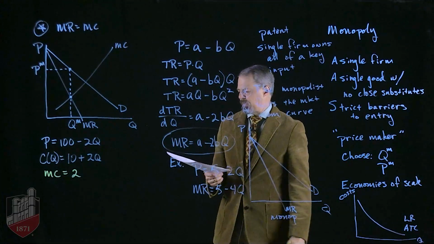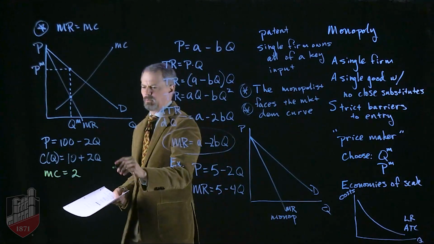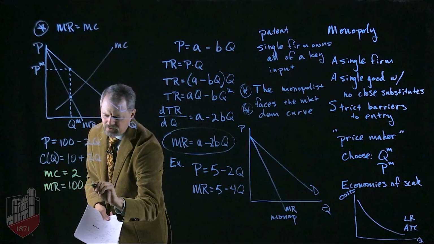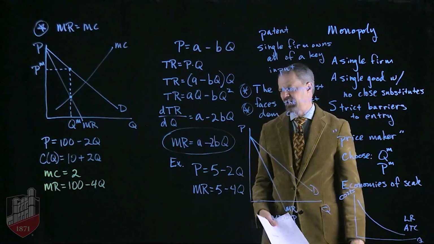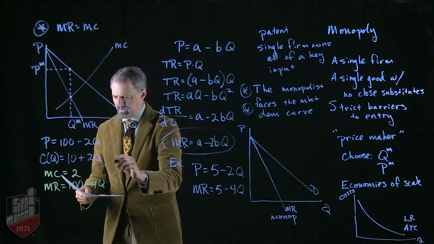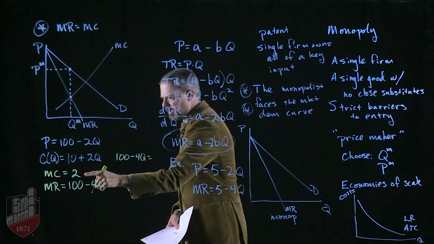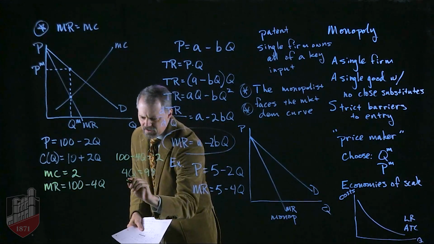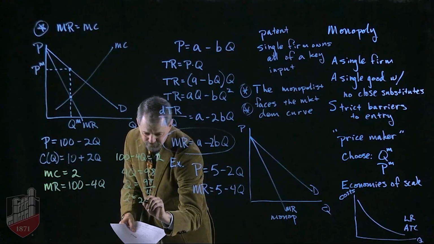So let's work through that problem. The first thing that we need to do is figure out where marginal revenue and marginal cost are equal. Well, we can use this demand curve to quickly figure out the marginal revenue curve. It's 100 minus 4Q. There's our marginal revenue curve. I just used that same rule. And then I'm going to set marginal revenue equal to marginal cost. Let's do that right here. Marginal revenue is 100 minus 4Q, and I'm going to set that equal to my marginal cost, which is 2. So I get 4Q equals 98. Q is equal to 98 divided by 4, so Q is equal to 24.5.